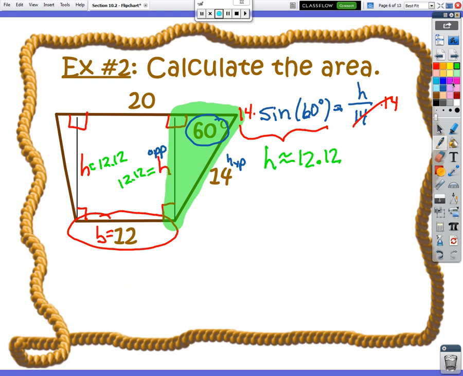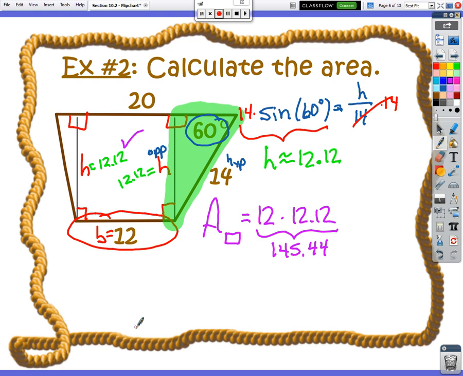And so now let's go ahead and solve for the area overall, and then I'll go back and we'll talk about the 30, 60, 90 pattern, and we'll redo the area that way. So the area of the rectangle, so usually I'll put a little subscript RECT for rectangle, or I could even say the area and just draw in a little baby rectangle down here, would be base times height, which is the 12 and the 12.12. And so that's going to give me 145.44.